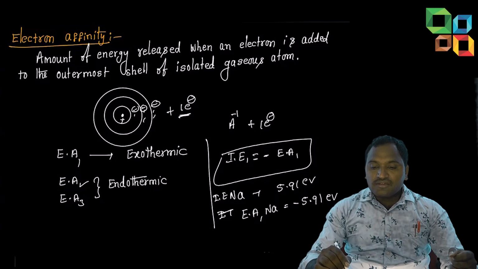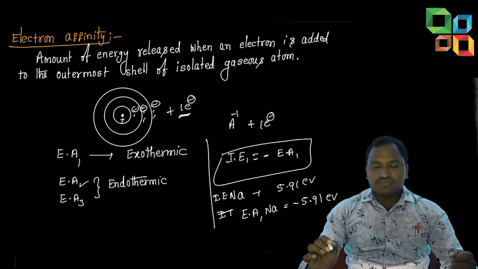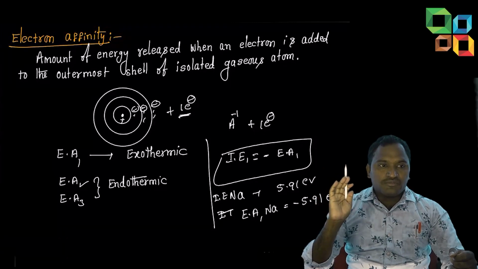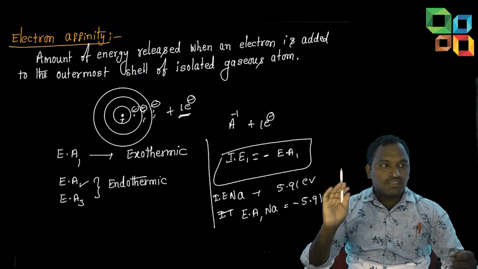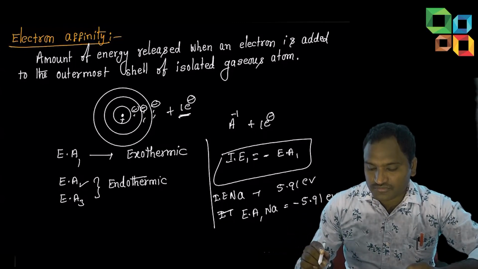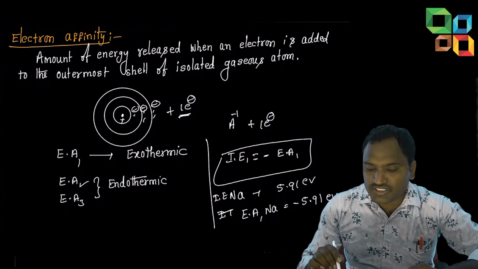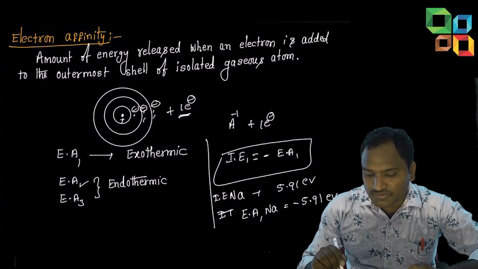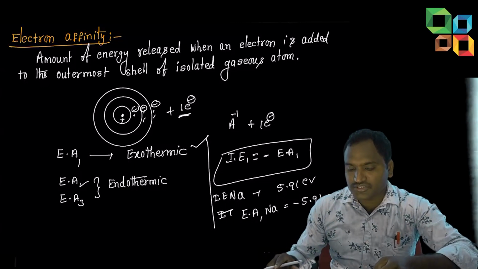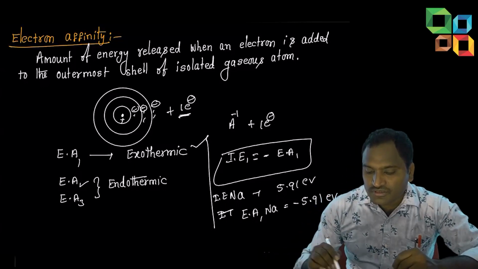Here, the electrons present in the inner shells repel the added electron. In that repulsion, some amount of energy is released from the atom. So EA1 is exothermic.